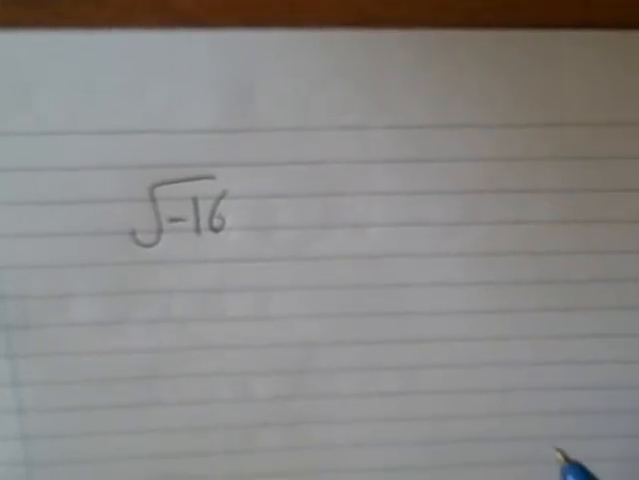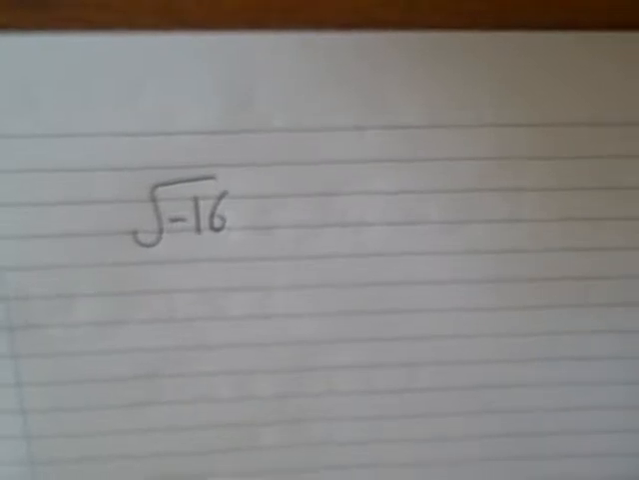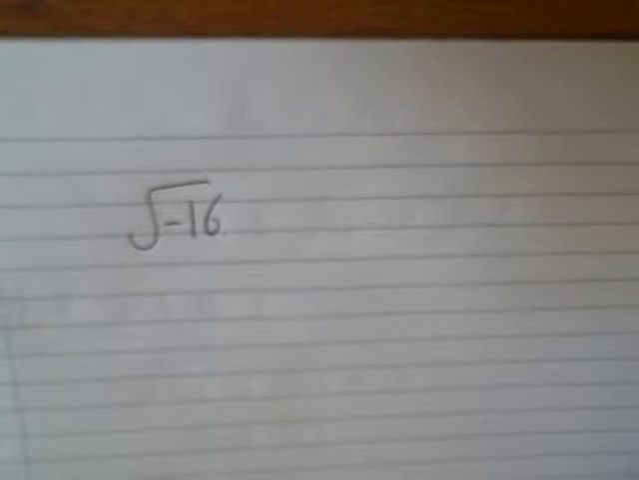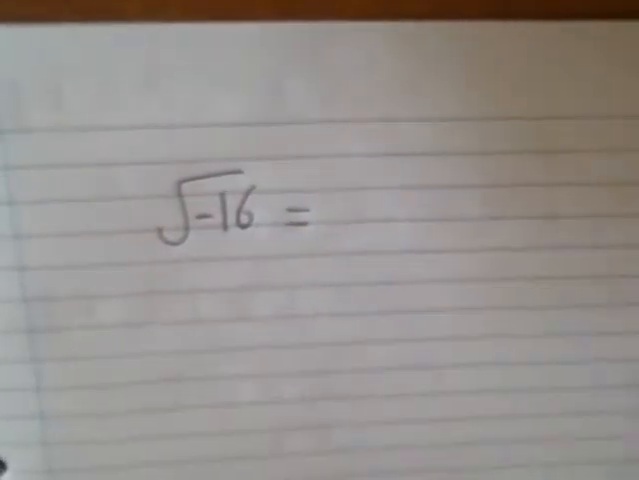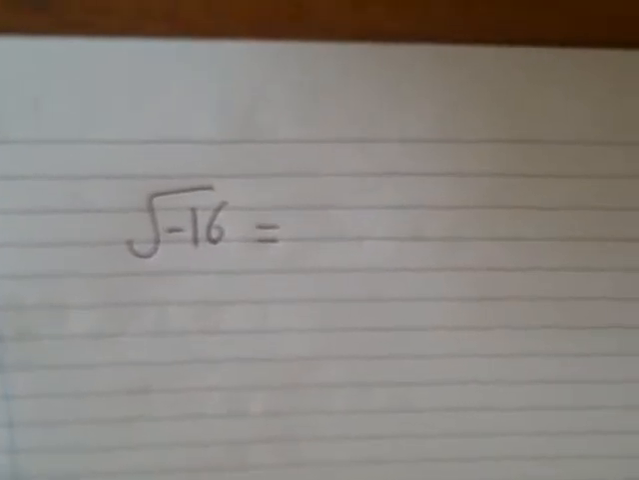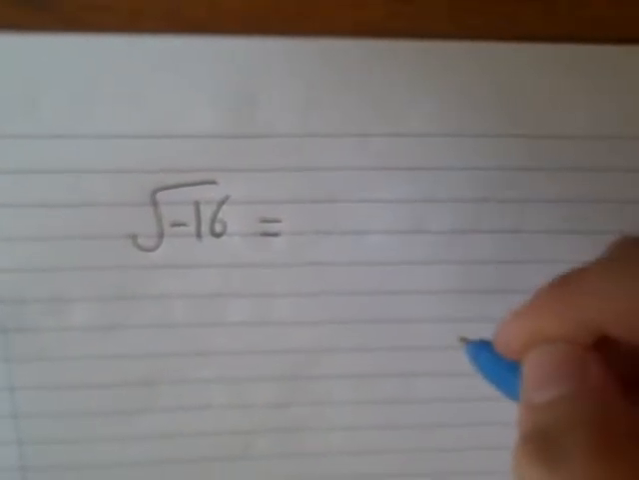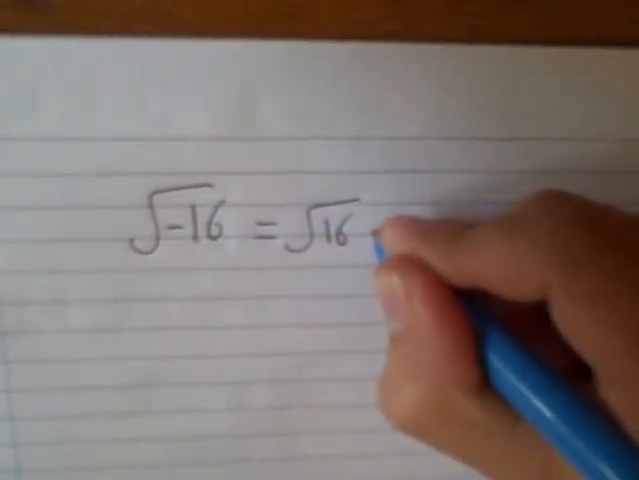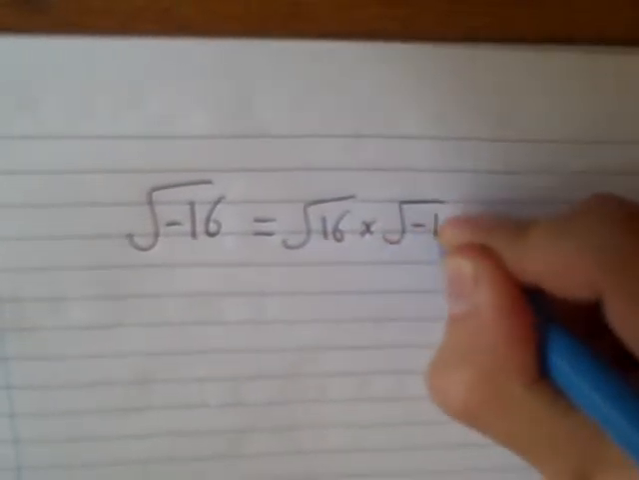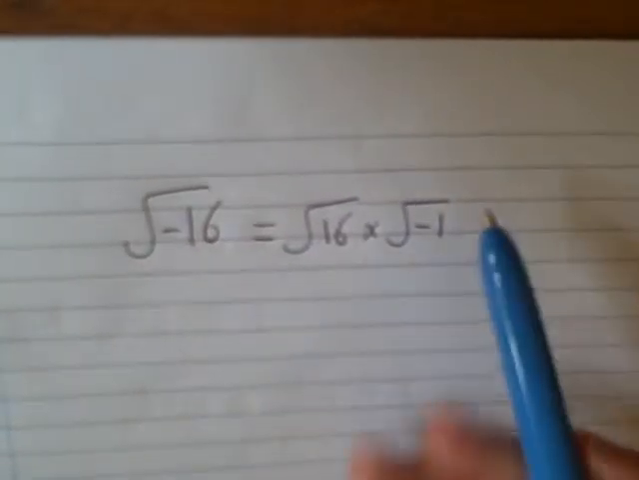As if you take minus 4 and square that, you'll get positive 16, and if you take 4 and square that, you'll get positive 16. Which leaves us in a problem for what this is equal to. So our first step is that we'll separate it into the root of 16 times the root of minus 1, which, using surd rules, we know is true.